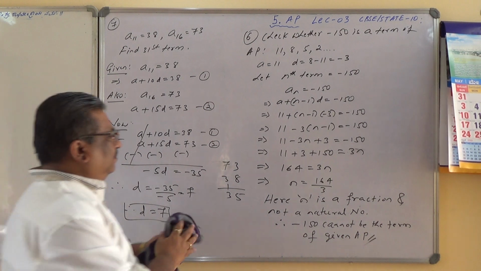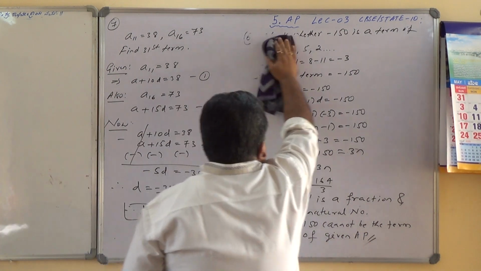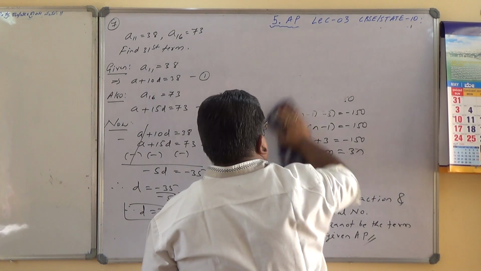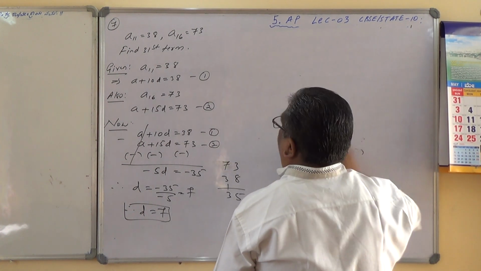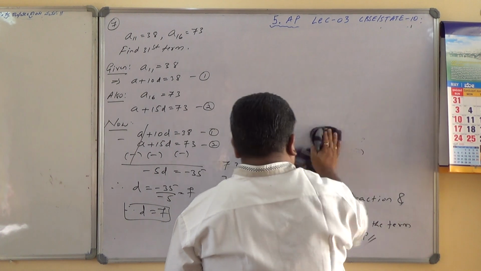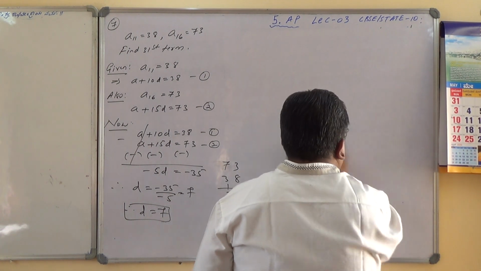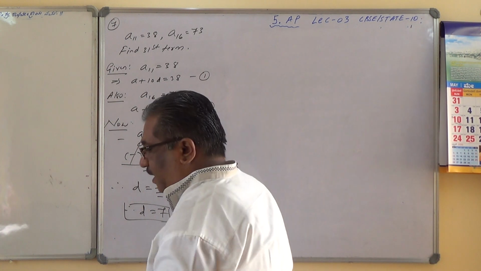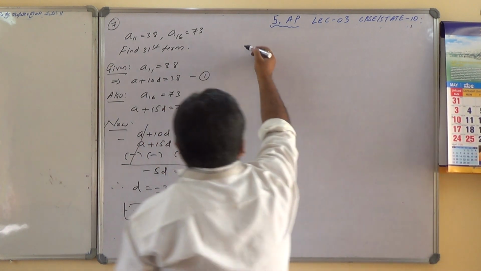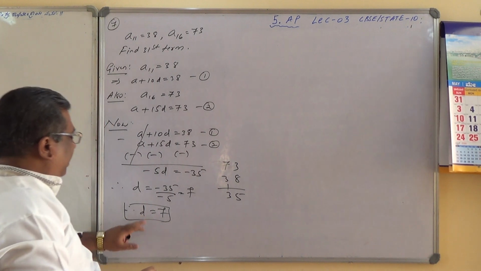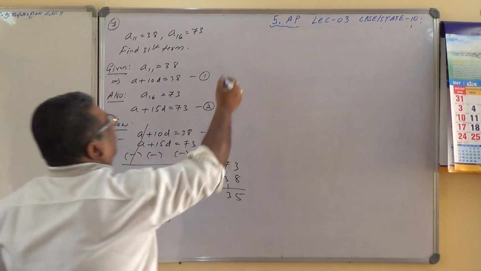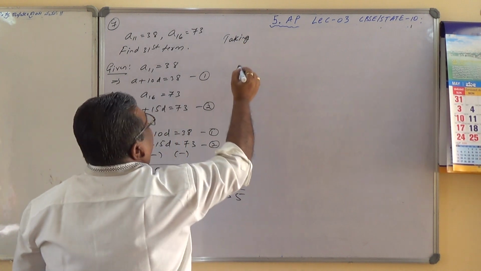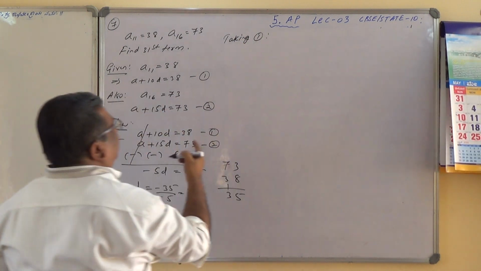Now what is to be done? We have to find out A also. Once you find out A, you can find out the 31st term, because to find any term, you must know A and D, and then only it is possible. Now let's see how to solve this. D equals 7, given. Take any one equation now. Taking 1.